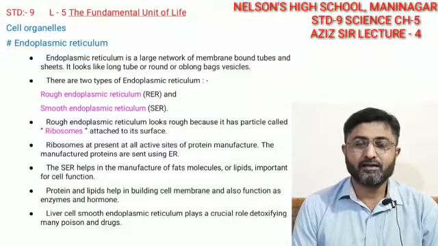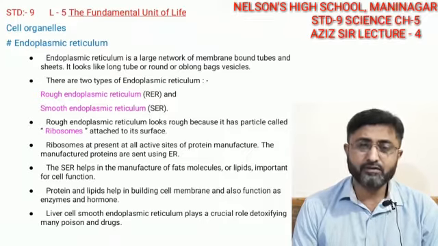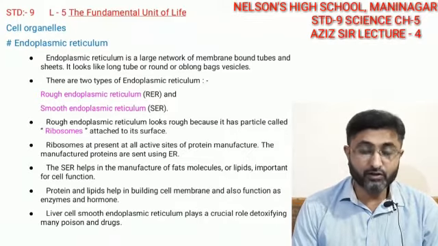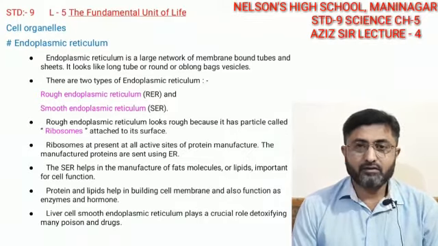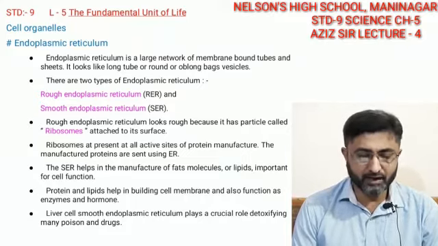Welcome friends, in lecture 4 of Science, Standard 9th, Lesson 5, The Fundamental Unit of Life. Today we are going to start with cell organelles. In cell organelles we will take the first topic as endoplasmic reticulum.